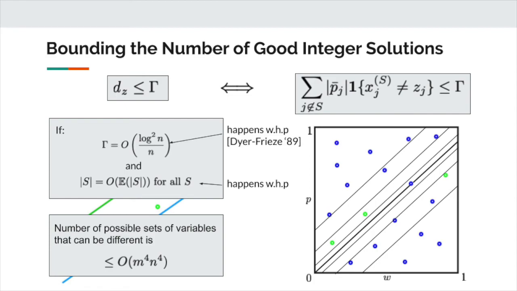And so this first assumption actually occurs with high probability due to a result of Dyer and Frieze from 1989. And the second assumption is something that we prove in our paper, and I'm going to skip here, but I'd be happy to talk about offline.